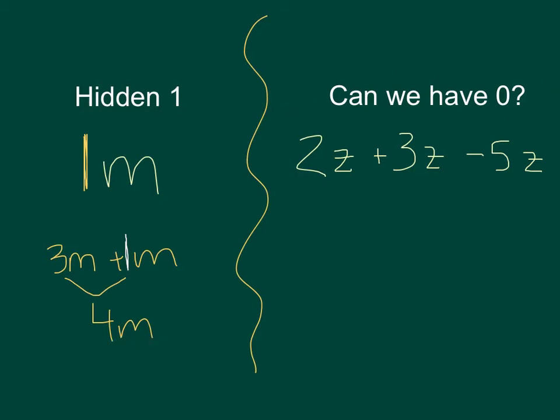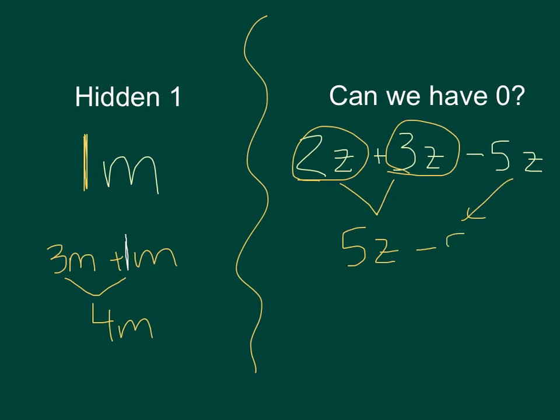Over on this side, can we have 0? Well, if I follow my different rules of adding and subtracting the coefficients, let's see what happens. If I have 2z plus 3z minus 5z, I know by my order of operations I must start on the left and go right. So 2z plus 3z gives me 5z. And if I pull down my subtraction of another 5z, I know that 5 minus 5 will give me 0z. Since 0 times z is the same as multiplying anything by 0, I have a final answer of 0.